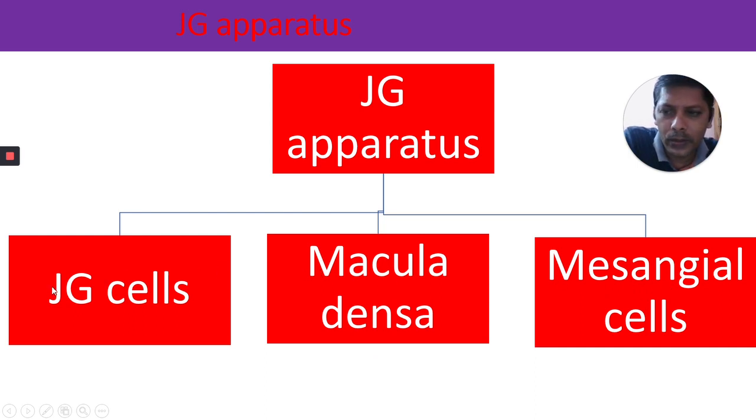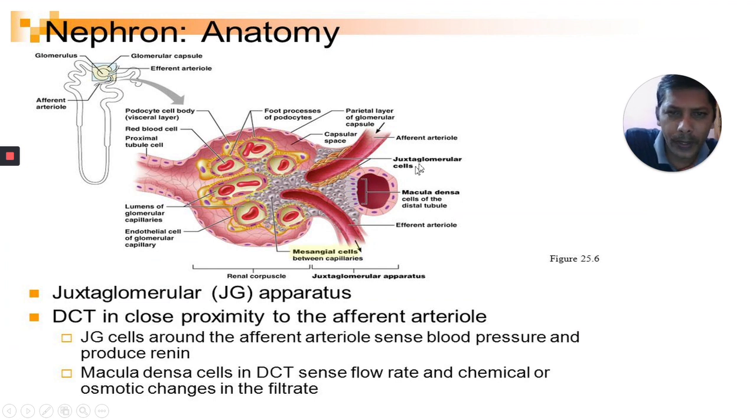JG cells means juxtaglomerular cells. You can observe here, juxta means next. You learned earlier about juxtamedullary nephrons. These juxtaglomerular cells are present in the efferent arteriole. These are modified smooth muscle cells. The wall of the arteriole consists of smooth muscle, and those smooth muscle cells are modified into juxtaglomerular cells.